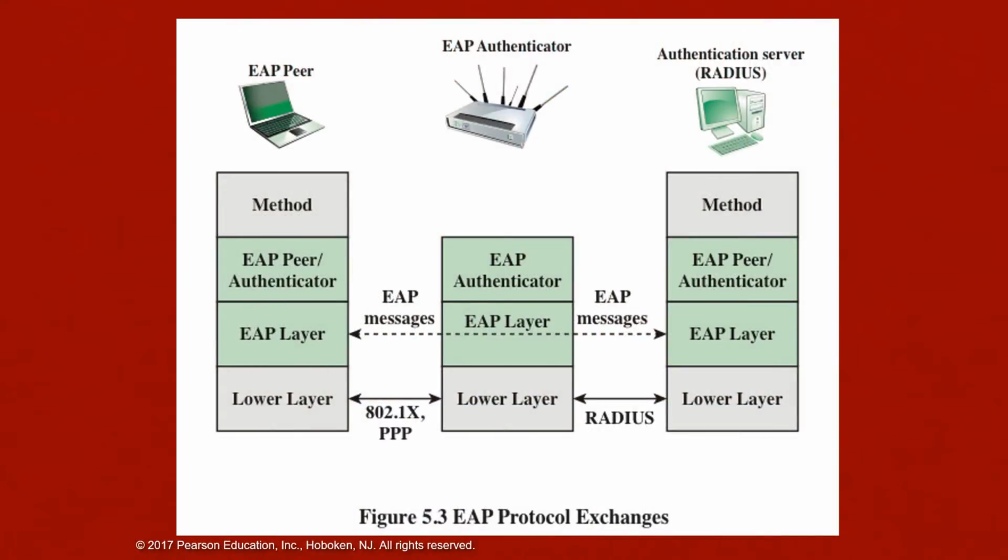This figure indicates a typical arrangement in which EAP is used. The following components are involved. EAP peer, client computer that is attempting to access a network. EAP authenticator, an access point or NAS that requires EAP authentication prior to granting access to a network.